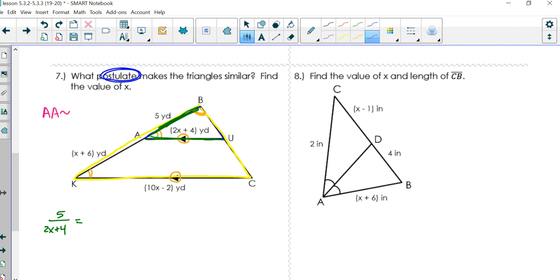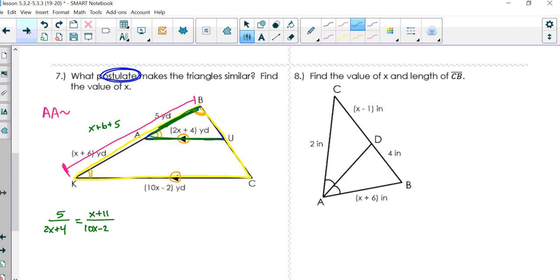Okay, and then when I go to say the left side over here, I want to make sure I don't say this. I want to say the left side, so this whole thing. So that would be x plus 6 plus 5. That means that entire length is x plus 11 over the bottom here, which is 10x minus 2. Then from there you should be able to cross multiply, factor and simplify, and figure out the value of x.